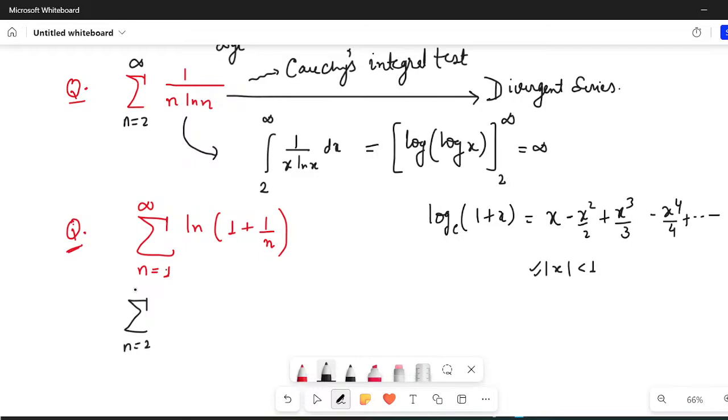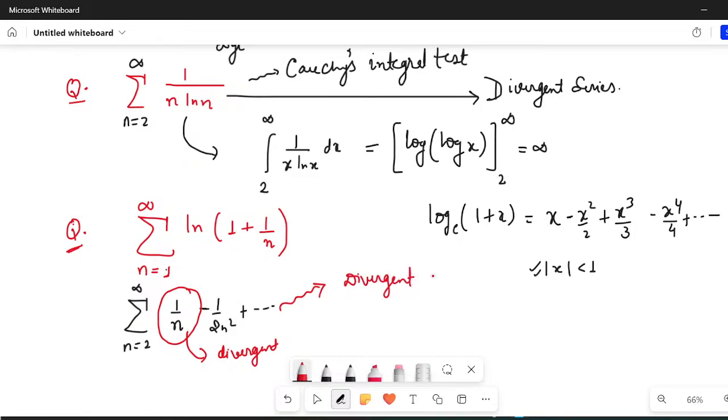So I'll start from n equal to 2 to infinity. The same thing can be written as 1 upon n minus 1 upon 2n square, and there are some additional higher order terms. If n is taken to be very large, all these terms will not contribute. Just think about this term. This term is divergent. Since this term is divergent, this will take the whole series towards a diverging series. So this particular series will be a divergent series.